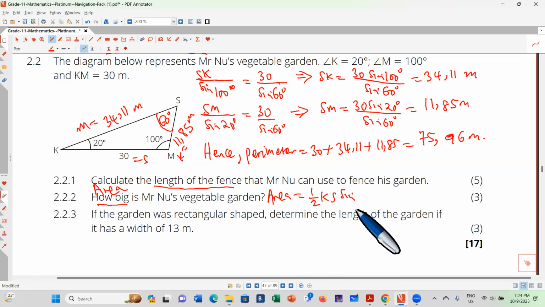So half, K is this one, 11.85, and S is 30, times the sine of the included angle. So you have a choice. You can use any of the sides here. We decided to use K and S, but this angle is 100.